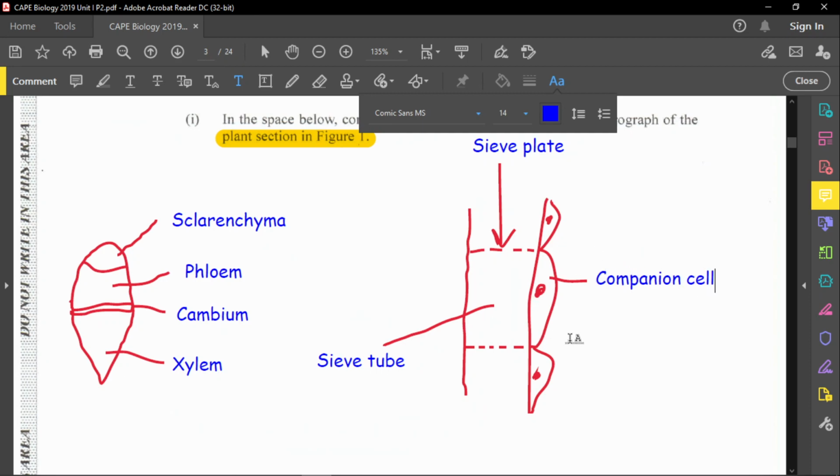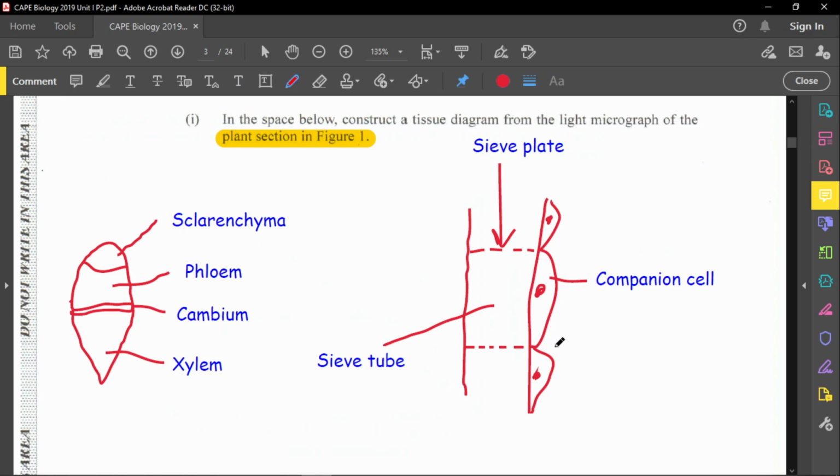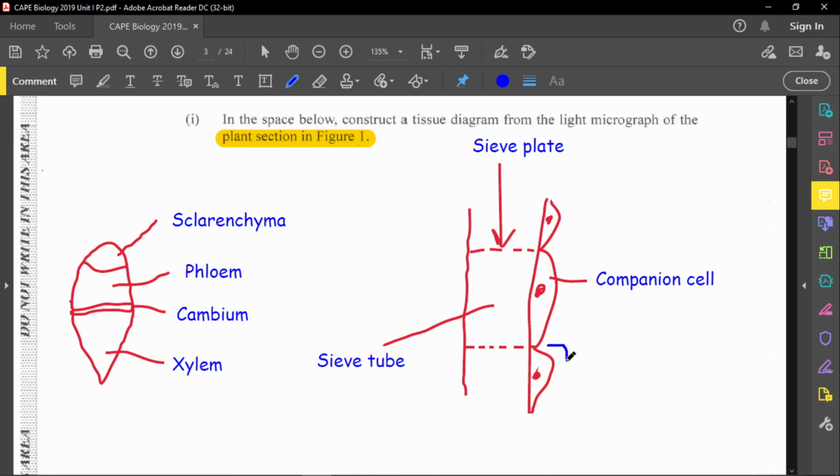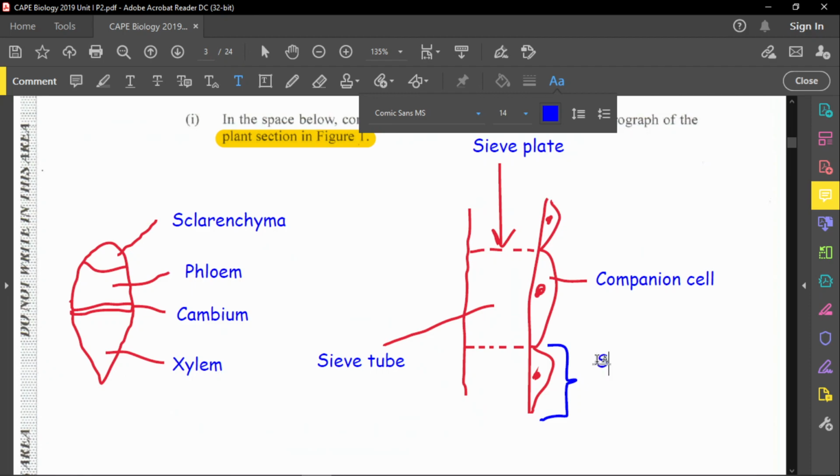All right, but what I also want to point out is that the region where the sieve tube, the sieve plate and the companion cell are is actually called the sieve tube element. So all of this region right here, I'll put it at the bottom. So this entire region, let's put this in the blue. From here, coming down, all of this region is called the sieve tube element. So they're all together the sieve tube element. All right, so now you have that.